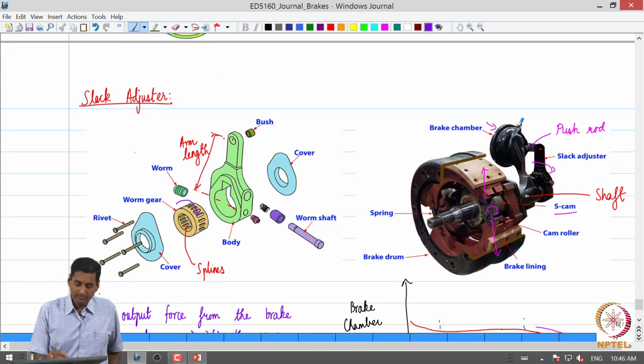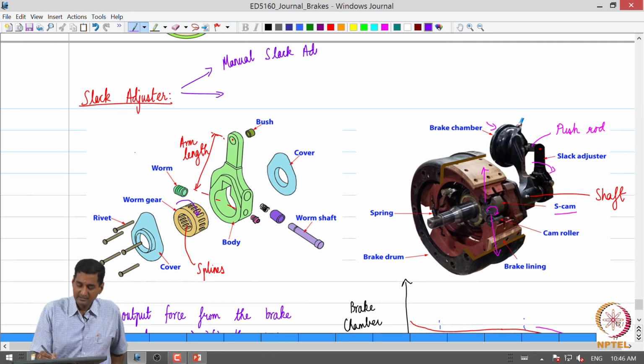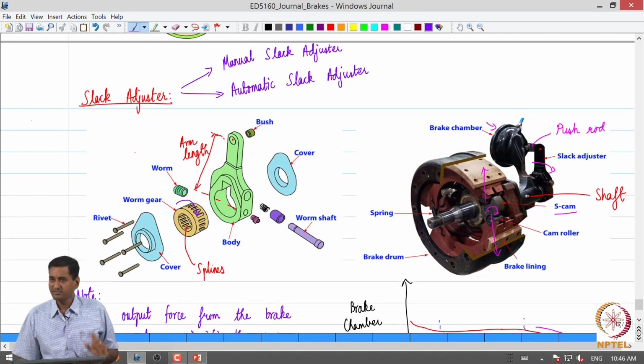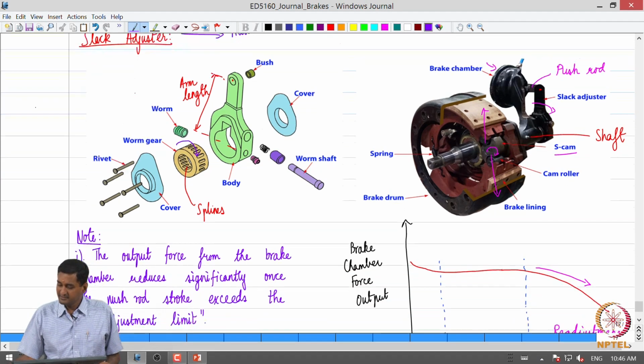Based on the adjustment mechanism, if someone has to do it manually, we have what is called a manual slack adjuster, right. And if the adjustment happens automatically when the vehicle is in operation, there is something called an automatic slack adjuster, okay. So these are two mechanisms that are available for enabling this adjustment operation, right.